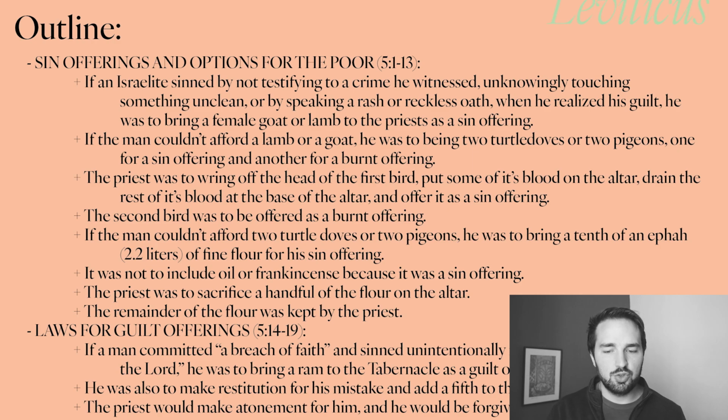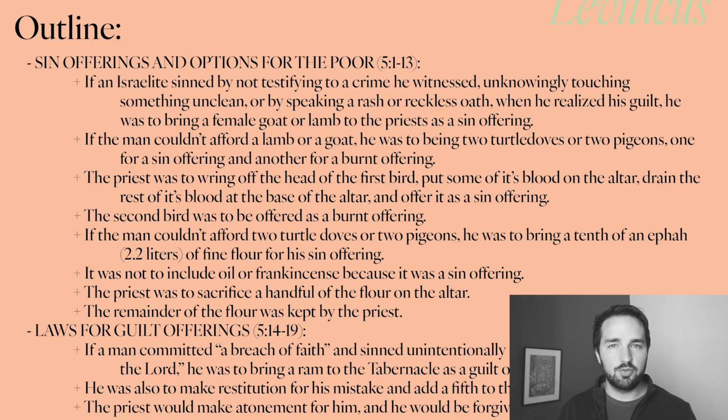The priest was to wring off the head of the first bird, put some of the blood on the altar, drain out the rest of the blood on the side of the altar, and then he was to offer the first pigeon or turtle dove as a sin offering. The second bird was to be offered as a burnt offering.